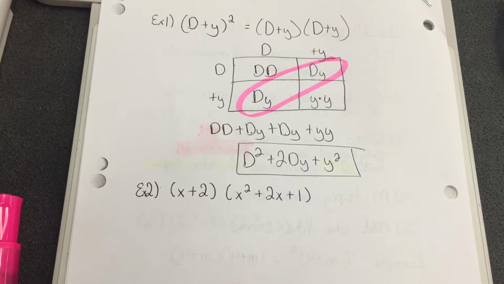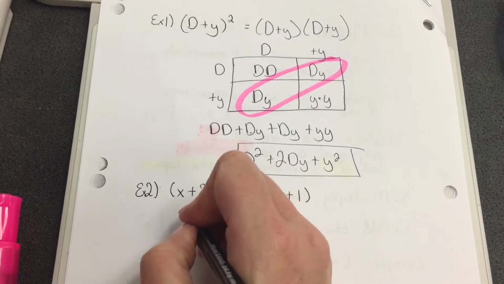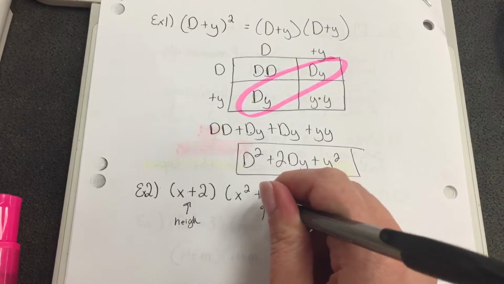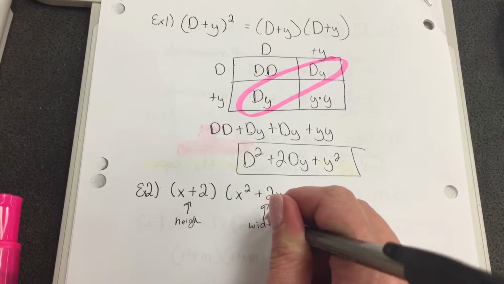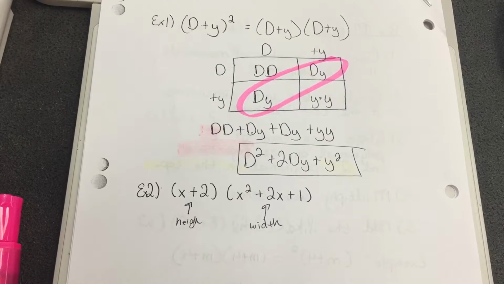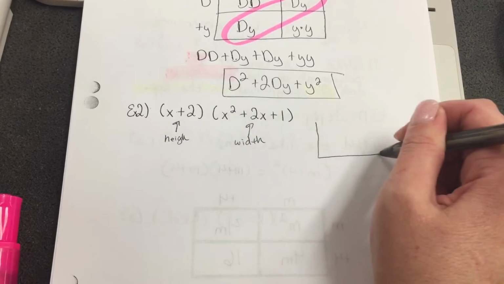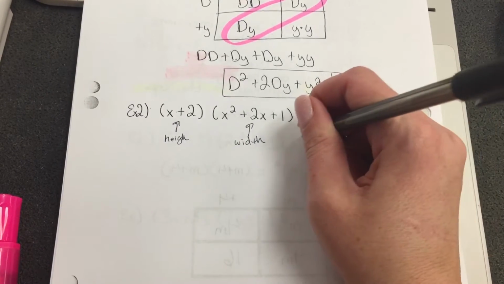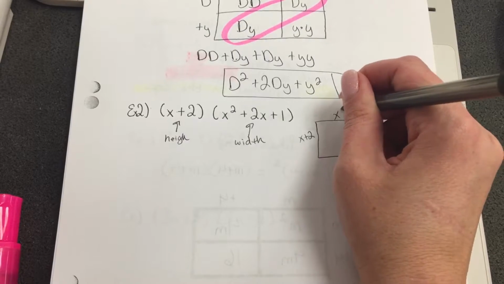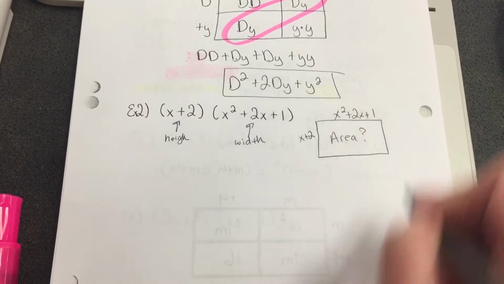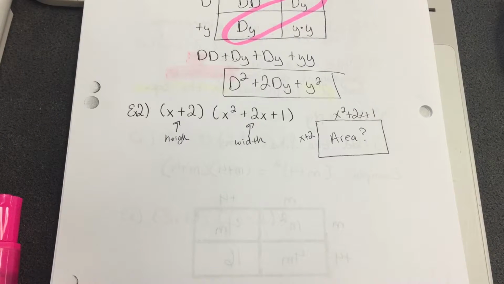Now let's look at this one. Let's say that your word problem says you have a rectangle with a height of x plus 2 and a width of x squared plus 2x plus 1. And then you have to find the area of this rectangle. So let's just pretend we have a rectangle and they're saying x plus 2 and x squared plus 2x plus 1. What is the area? Well, to find the area of a rectangle, you have to do base times height, which is height times width. This is all the same thing.